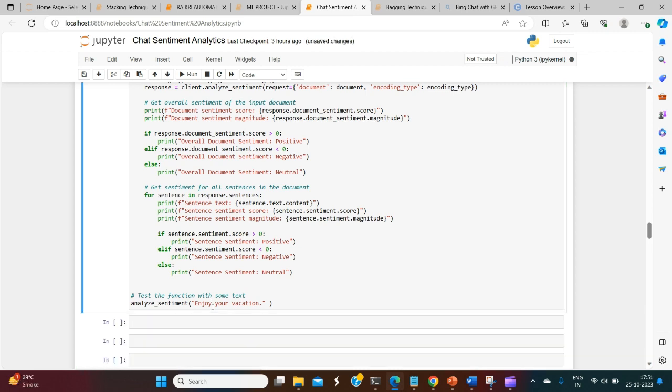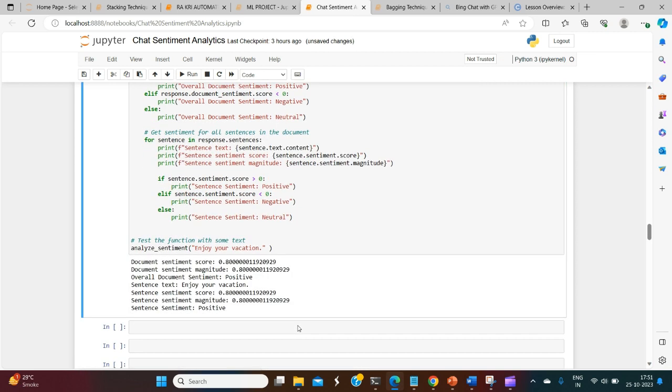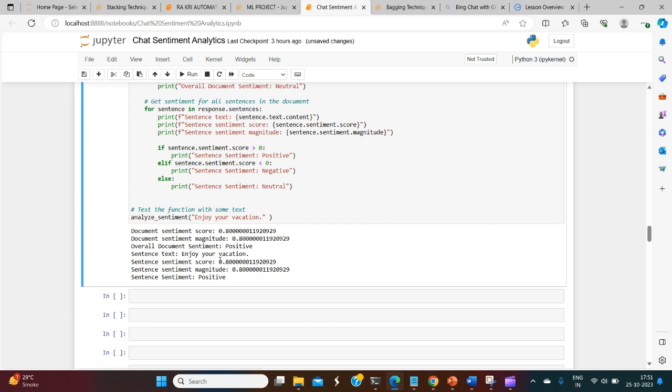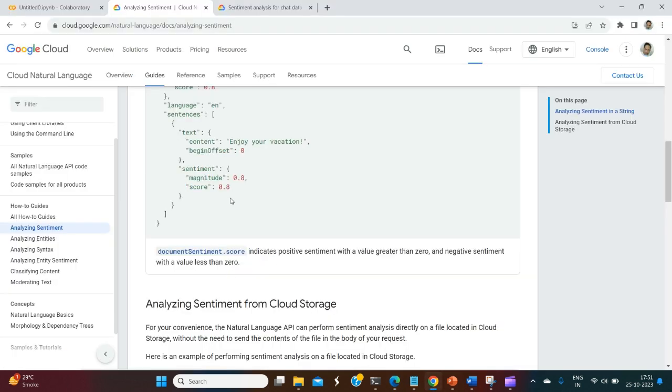I have run this code now, and the same score is there. You can see the sentence sentiment score is 0.80, 80%. The sentence sentiment magnitude is the same, also 80%. And the sentence sentiment is positive. So it means the overall document sentiment is positive with this magnitude and score. And you can see here on the web page they have also shown magnitude 0.8, score 0.8. So okay, this is it.